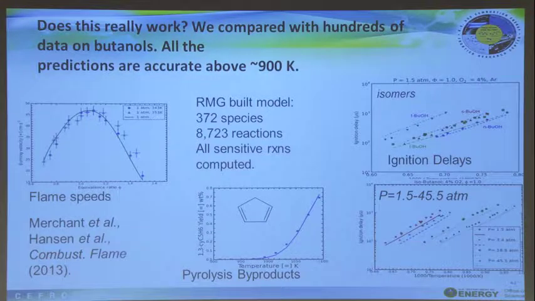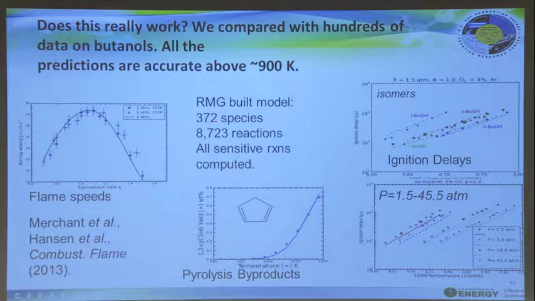Does it work? We've done it. The best case was done in collaboration with Professor Law and Professor Combustion. The Department of Energy gave us a lot of money, and a lot of experimentalists got money to measure properties of butanol. They measured everything they could measure: flame speeds, products you make when you pyrolyze it, ignition delays, very high pressure ignition delays of all the isomers of butanol. And RMG built a model for all the butanols.